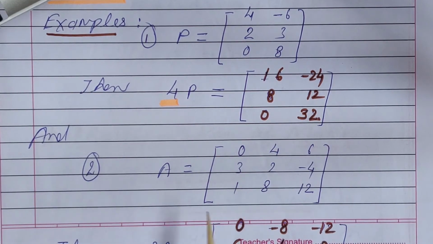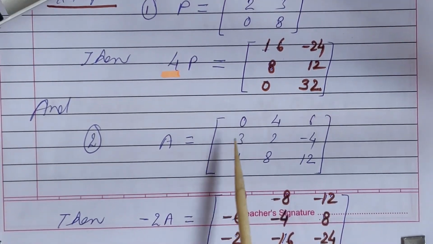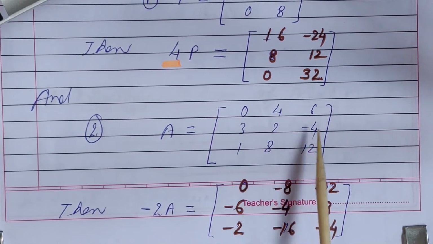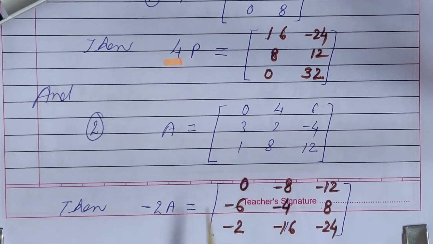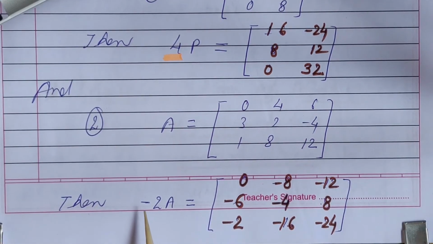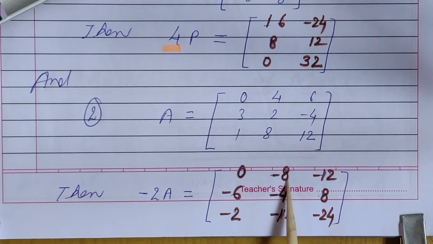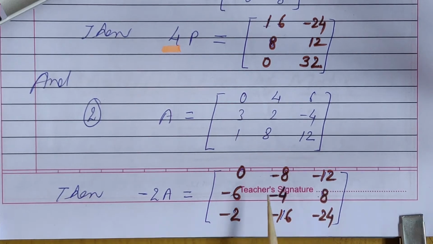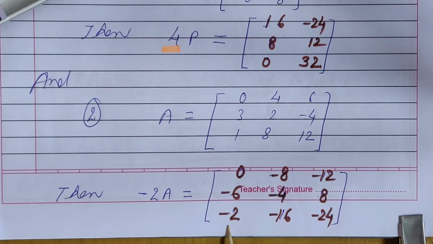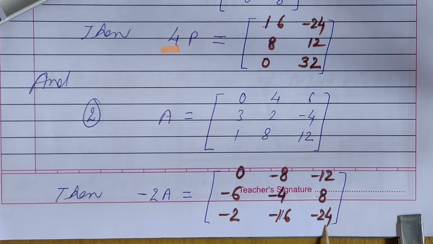Again in second example, matrix A equals 0 4 6 3 2 minus 4 1 8 12. Now if we multiply it by minus 2, then we will get 0 minus 8 minus 12 minus 6 minus 4 8 minus 2 minus 16 minus 24.